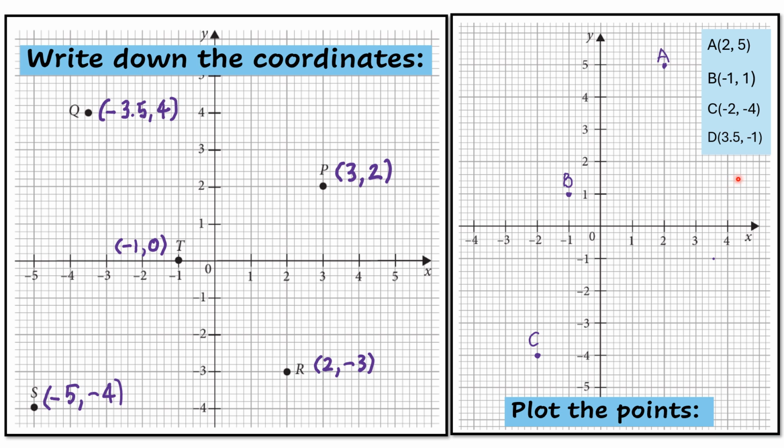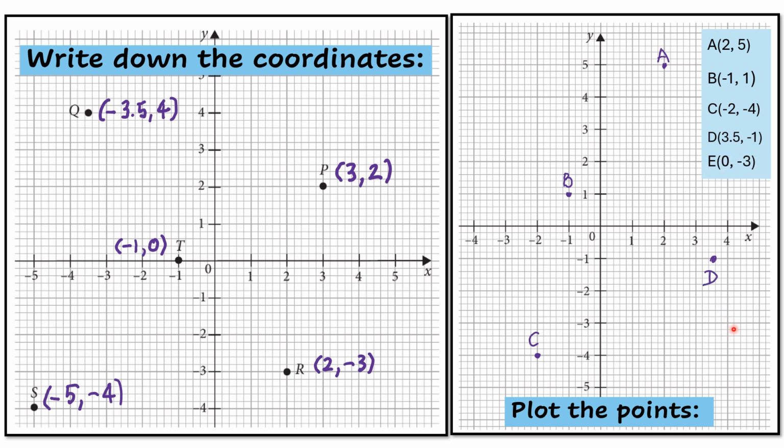Point D is 3.5 and -1. So again, I start off with x, which is 3.5. So 3.5 is in between 3 and 4, sorry. So it will be somewhere in between here. And the y value is -1. So my point will be somewhere here, isn't it? So therefore, I label this point. So this point will give me D.